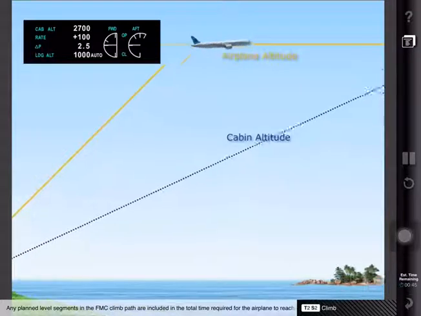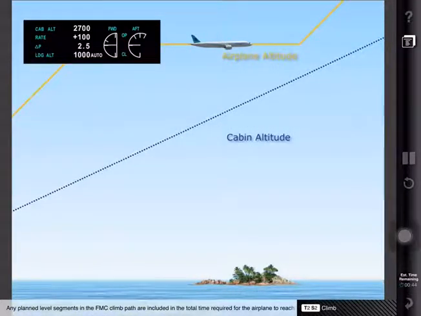Any planned level segments in the FMC climb path are included in the total time required for the airplane to reach the top of climb. During the planned level segment, the cabin altitude will continue to increase. For unplanned level segments or when VNAV is disengaged, cabin altitude will remain constant as long as airplane altitude is not changing.